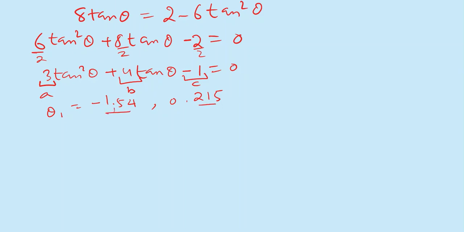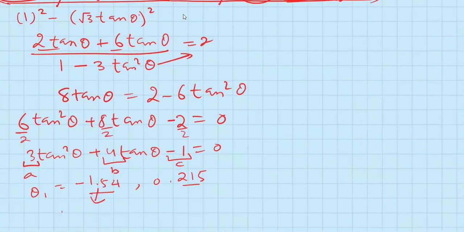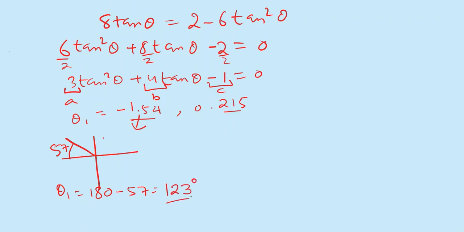So let's see this one first. What angle does it give us? What is our domain? Let's check our domain from 0 to 180. Okay, so we have to find answers up to 180 only. So in up to 180, tan is negative only here, right? So we'll put tan inverse 1.54. It came out to 57. So theta 1 will be 180 minus 57, which will be 123 degrees.